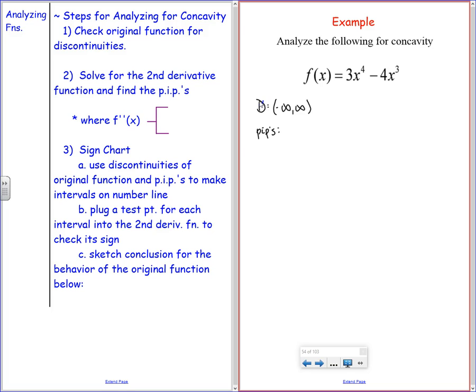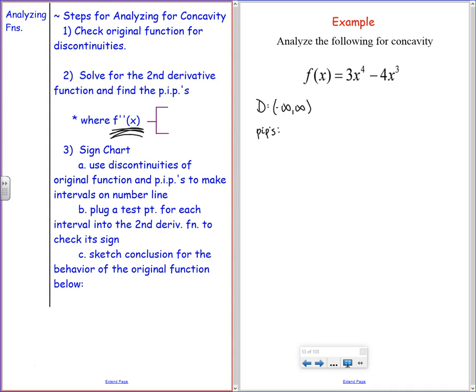What's the difference with pips? What do you guys see over here that changed? With the second derivative, we're still doing zeros and we're still doing DNEs. We're still looking at the top and we're still looking at the bottom if there is one. We're still setting the top equal to 0, or the whole function equal to 0, or the bottom equal to 0, if there is a denominator. We're still trying to find the zeros and the DNEs, but of the second derivative now, not the first derivative.